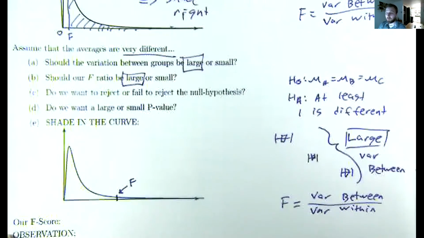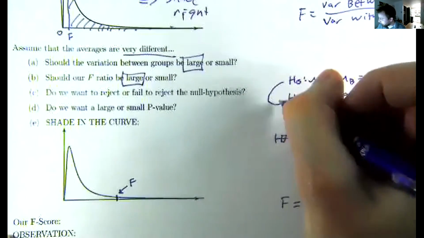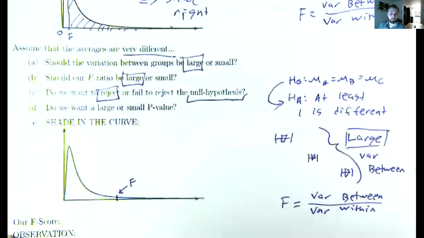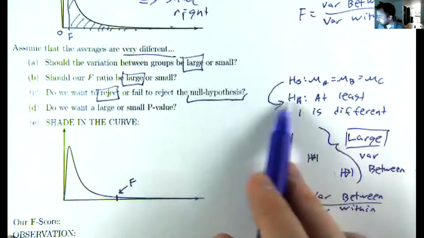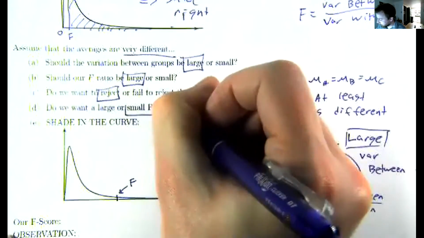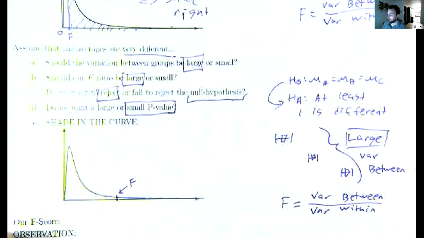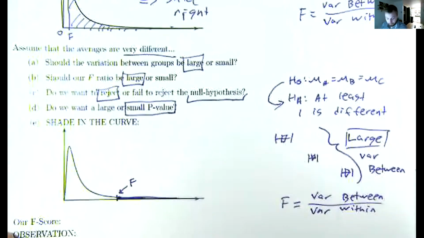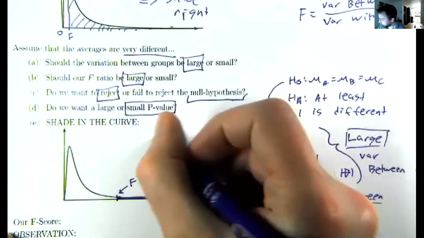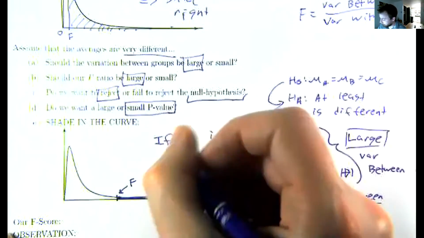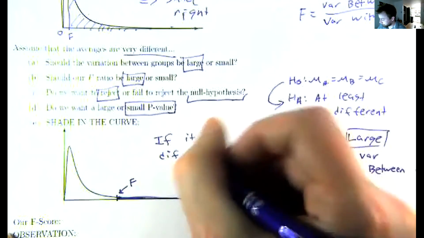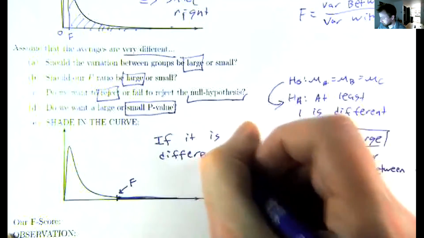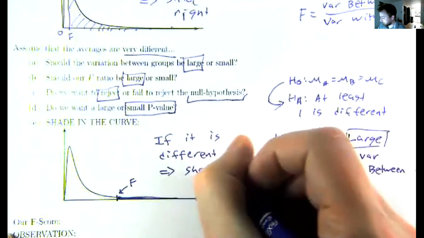Thinking of this in terms of this hypothesis test, if it's unfair, then I should probably be rejecting the null hypothesis. I'm trying to figure out if I'm supposed to shade left or right on this curve. Well, if I'm supposed to reject the null hypothesis, I need to have a small p-value to do so. Left looks pretty large, that's almost 100% of the curve. Right looks pretty small, I'm going to shade to the right. So if it is unfair, so if it is different, then I'm going to shade right.